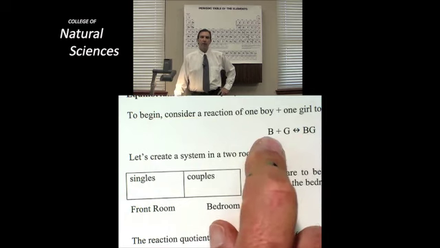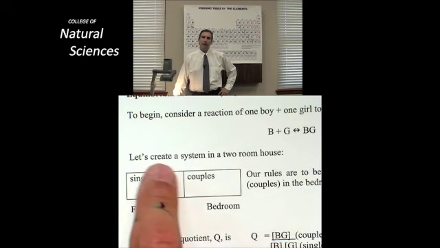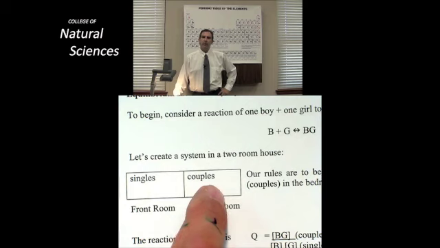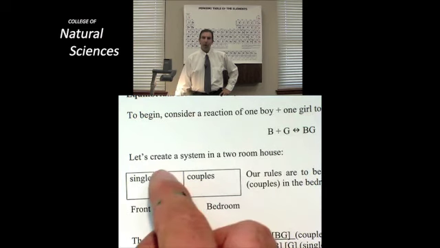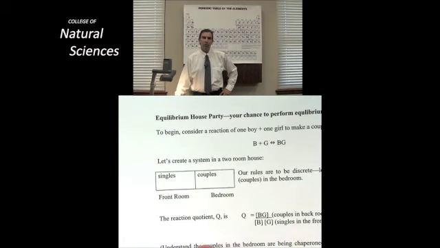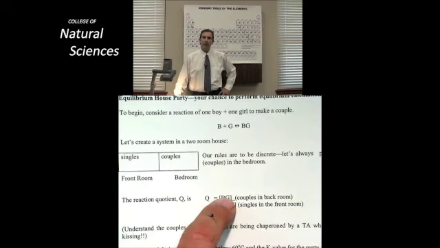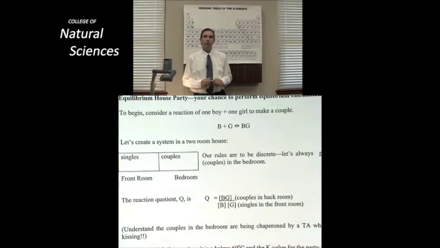So down here, in my little room that I've got going on, I've got boys and girls out here, couples back here. At equilibrium, the boys and girls go into the back room at exactly the same rate as the boy-girl couples in the back room finish whatever they're doing and go back out to the other room. So you have this constant back and forth, back and forth. I need a rule to describe this, and the rule comes from looking at the reaction quotient of the boy-girl couples in the back room to the boys and the girls as singles in the front room, and I'm going to create the rules for the party.